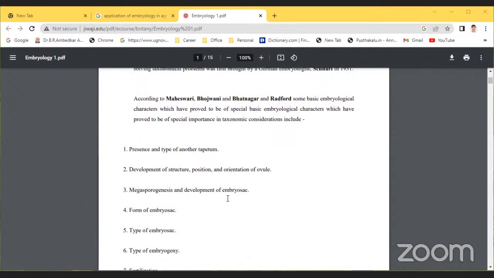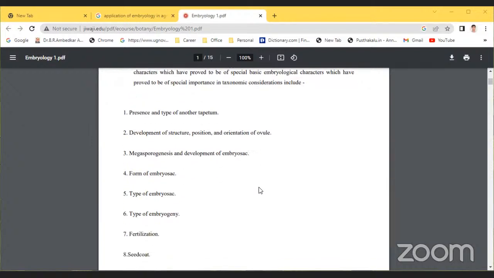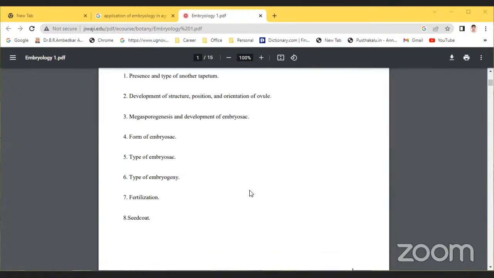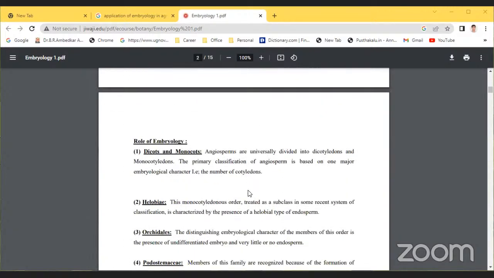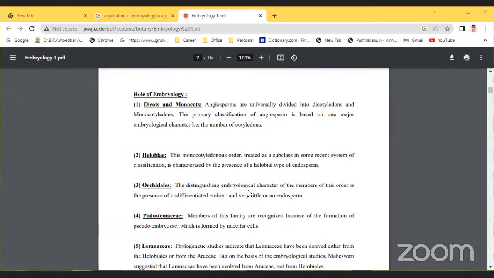It includes presence and type of anther tapetum, development of structure, position and orientation of the ovule, megasporogenesis and development of embryo sac, form of embryo sac, type of embryogeny, fertilization, and seed coat. These all are of special importance in the taxonomic considerations. So, role of embryology in dicots and monocots.